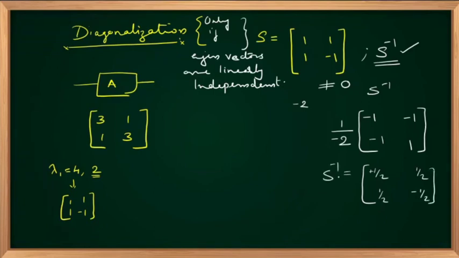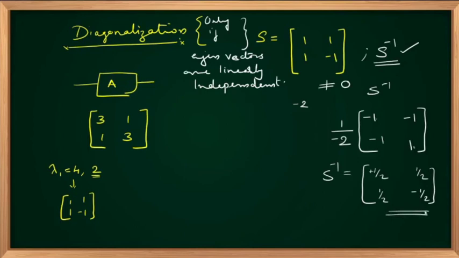Okay. S inverse is 1 by determinant into adjoint. How to take the adjoint of a 2 by 2 matrix? Interchange the diagonal elements, and put opposite sign for the other diagonal. Here, interchanging, -1 becomes here, 1 becomes here, and if you put opposite sign, this becomes -1. Then I am taking -2 inside, right? So this is the S inverse matrix.